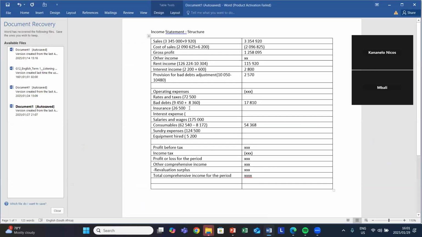So in our insurance, minus 6,600 here. And then let's get it. We'll say 26,500 minus 6,600. And then we get 19,900.